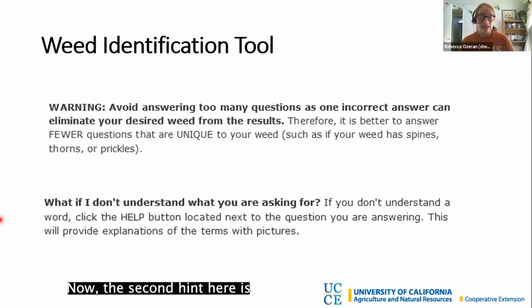Now, the second hint here is they do use some pretty technical terminology in the tool. So if you don't know exactly what it's asking for, there is a little help function on the side of each question, and it will tell you what it's describing. So that could be different parts of the plant or different life cycles and things like that.